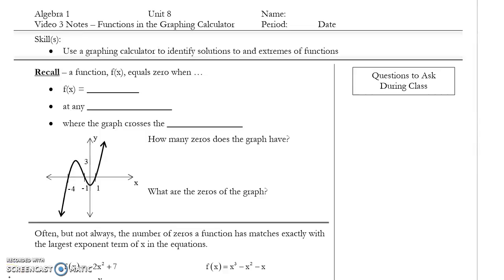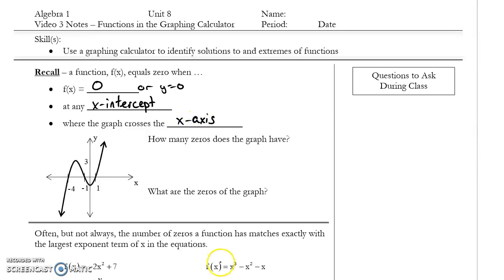Okay, so to start with our notes right now, what we have to do is recall a couple things about functions. First, a function f of x is equal to 0 when f of x is equal to 0, or y equals 0, at any x-intercept, which is where the graph crosses the x-axis.